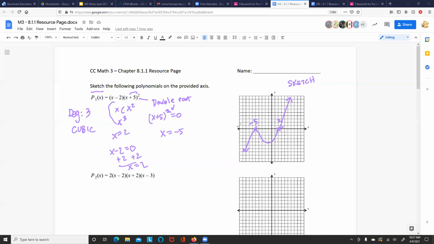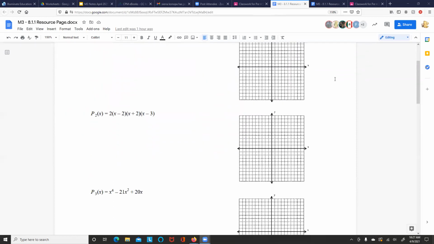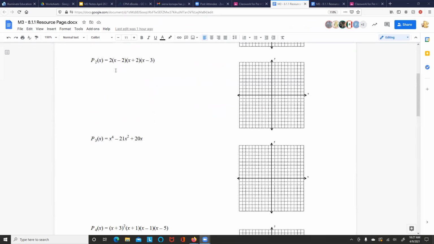Okay. All right. So I need to scroll down. So I have to erase this writing. And drink water. Okay. So clear all. Go down to the next problem. Number 2.